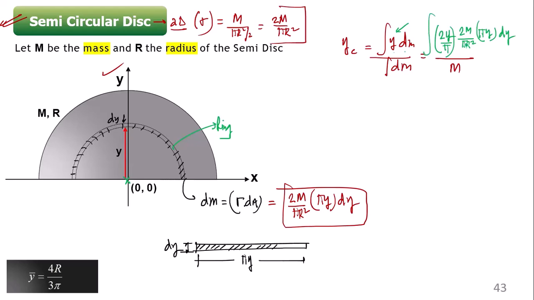Okay. So integration of this. Now again the numerator m and denominator m cancel out. So 2 into 2 means 4. Pi cancels out. So ultimately I am getting 4 by pi r square into integration of y square dy. Now this is the final answer. Now what is the limit of y? The limit of y is 0 to capital R. So ultimately I am getting y cube by 3, that means 4r by 3 pi. Okay, that is the y coordinate of the center of mass of this geometry.